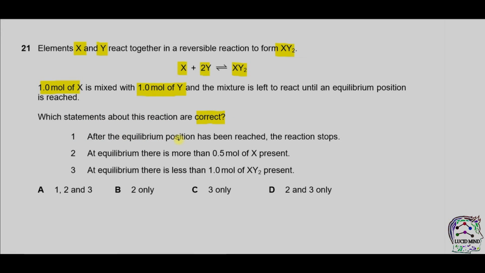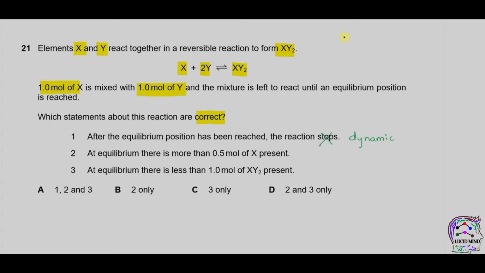Option 1. After the equilibrium position has been reached, the reaction stops. This is incorrect because a reversible reaction never stops. It is dynamic in nature, so it continues in both the forward and backward direction all the time. Option 2. At equilibrium there is more than 0.5 moles of X present.